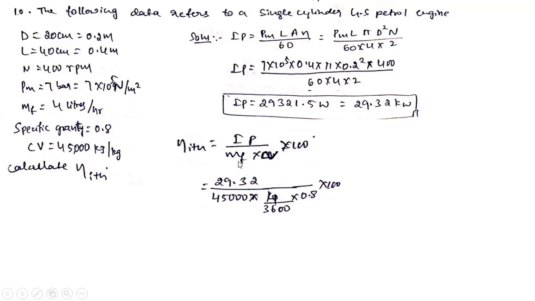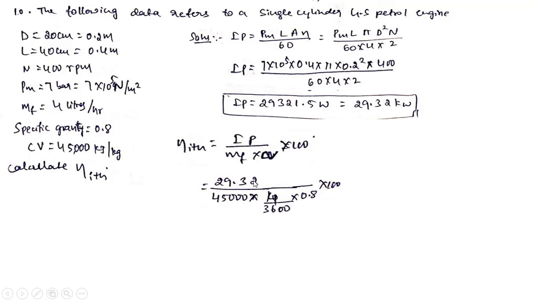Mass of the fuel consumed, it is given as 4 liters per hour. I will tell you first how to convert that 4 liters per hour into kg per second. Then this calorific value, I have substituted here as 45,000 kilojoule per kg. mF value you can see there 4 divided by 3600. This is just to convert that hour to seconds there. Liter per hour has to be converted into seconds.